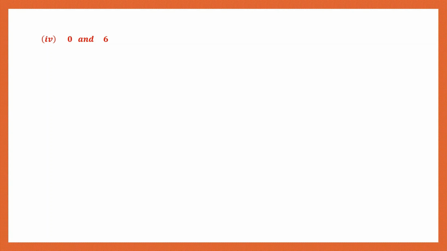Next one, between 0 and 6. Now between 0, we have 0. Now what do we have between 0 and 6? We have 1, 2, 3, 4, 5 and 6. So what do we have? We have from 1 up to 5. Now we need to take any 4.